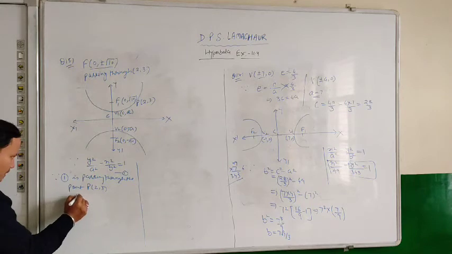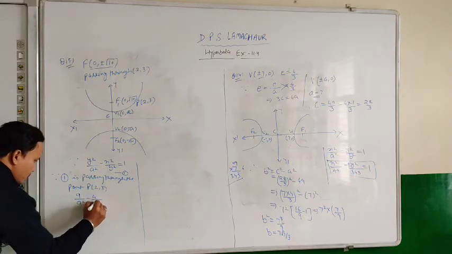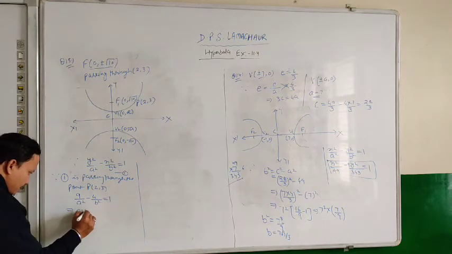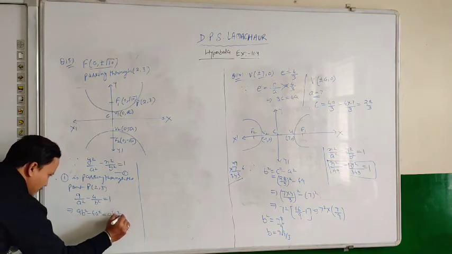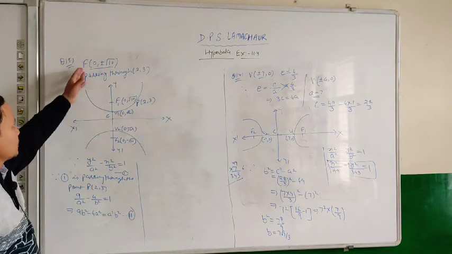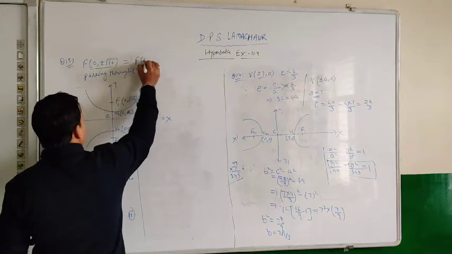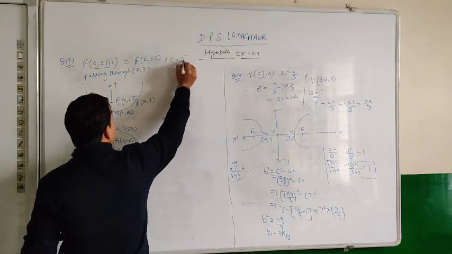So we get 3 times 3 is 9 upon a square minus 2 times 2 is 4 upon b square equal to 1. On solving this, we get 9b square minus 4a square is equal to a square b square. This is, let it be equation number second. Now what else have we been given here? Coordinate of focus has been given as (0, plus minus root 10). So on comparing this with (0, plus minus c), we get the value of c is root 10.